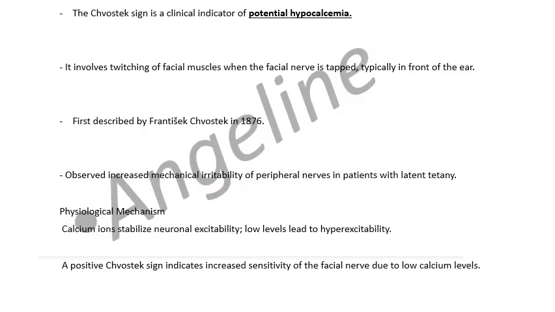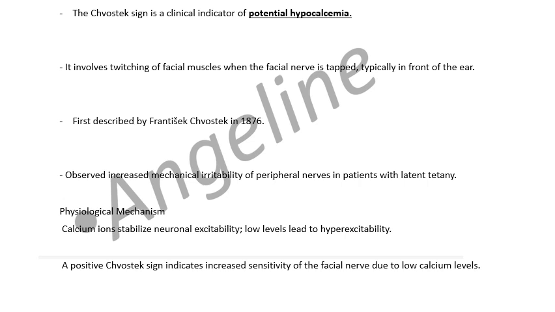So the Chvostek sign is a clinical indicator of potential hypocalcemia. It involves twitching of facial muscles when the facial nerve is tapped, typically in front of the ear. That is where you can clinically access the facial nerve. You cannot access the facial nerve intracranially for clinical purposes. So it's obvious it's in front of the ear that you'll be able to access it.